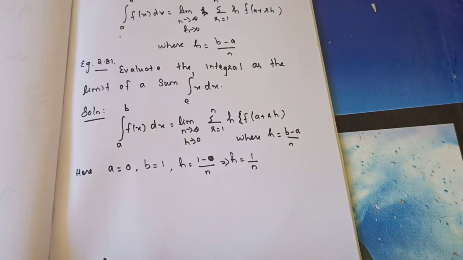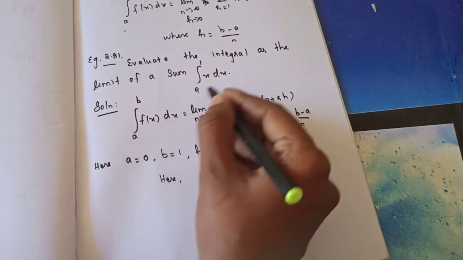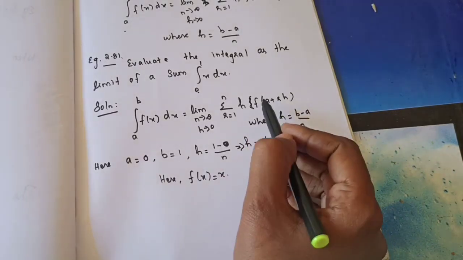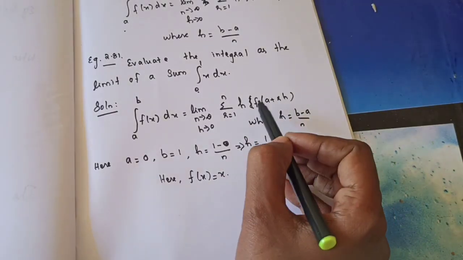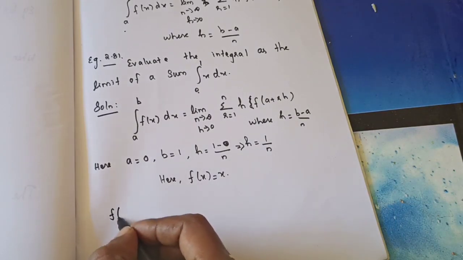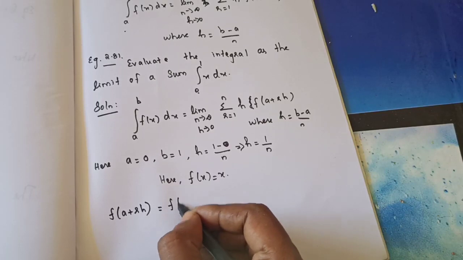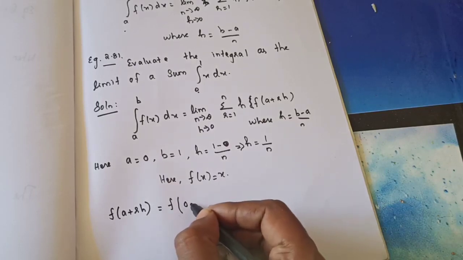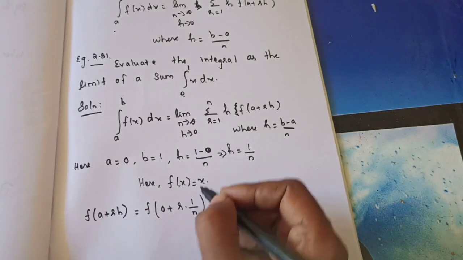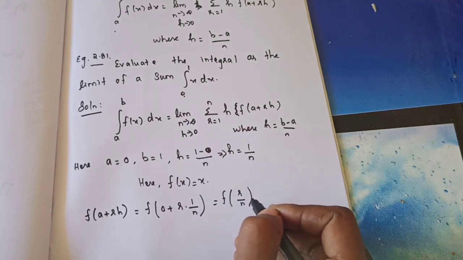Next we need to find f of a plus rh. What's f of x here? In the place of f of x, there is x, so f of x is equal to x. We have found h, and only if we find f of a plus rh will we substitute in the formula. So f of a plus rh is f of 0 plus r into h value 1 by n, which equals f of 0 plus r by n, that is f of r by n.